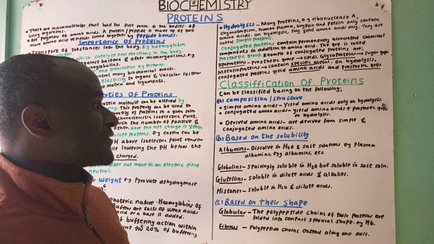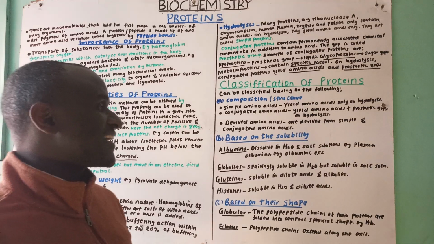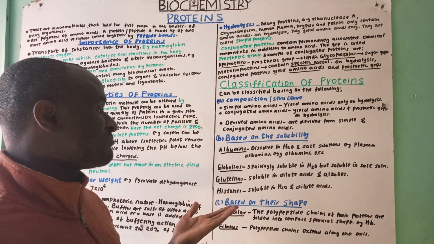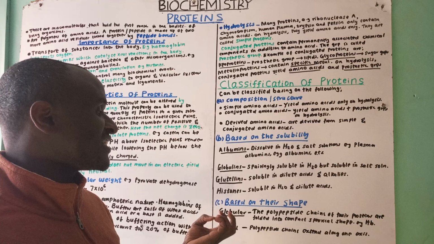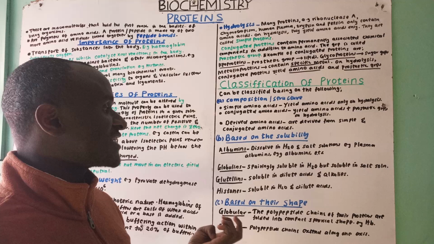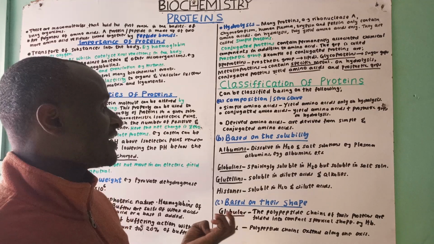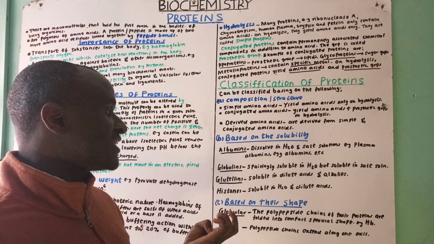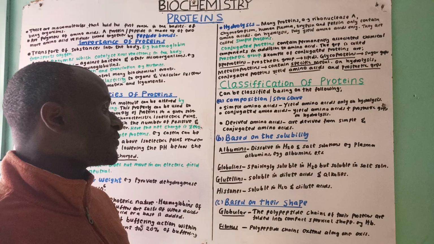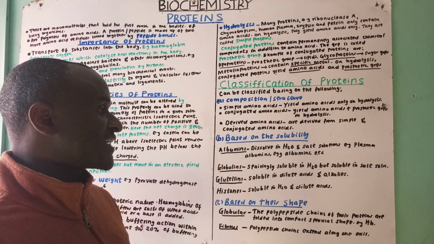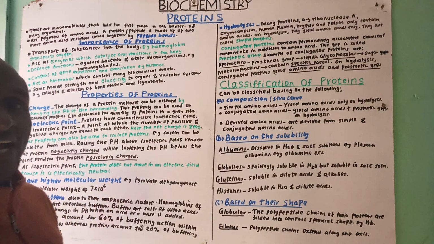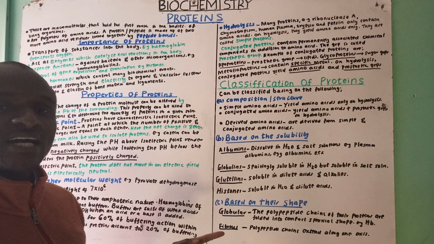Then proteins can also be classified based on solubility. Based on solubility, we can classify them as albumins, globulins, glutenins, and histones. Albumins dissolve in water and salt solution, for example, plasma albumins and egg albumins. Then we have globulins. Globulins are sparingly soluble in water but soluble in salt solution. Then glutenins are soluble in dilute acids and alkalis. Then we have histones. Histones are soluble in water and dilute acids.